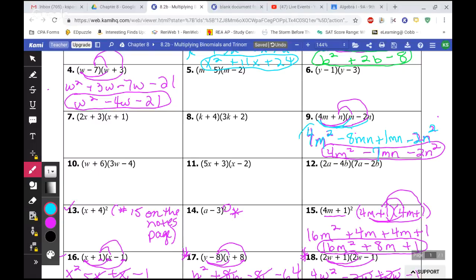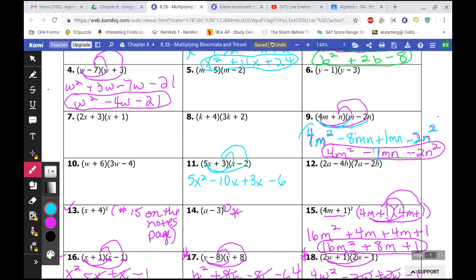Okay, so first, 5x times x is 5x squared. And then outer is 5x times negative 2, which is negative 10x. And then inner is 3 times x, so that's a positive 3x. And then last is 3 times negative 2, which is negative 6. So that was our multiplication step. The FOIL step is all the multiplication.